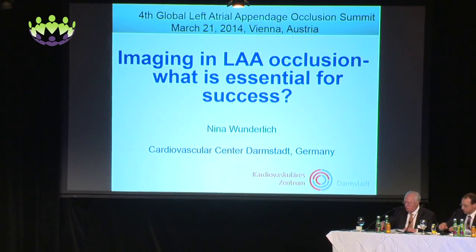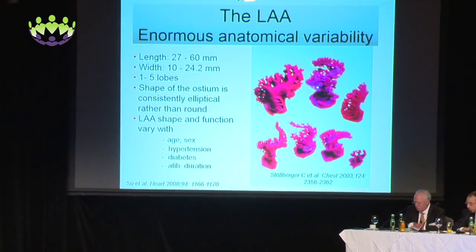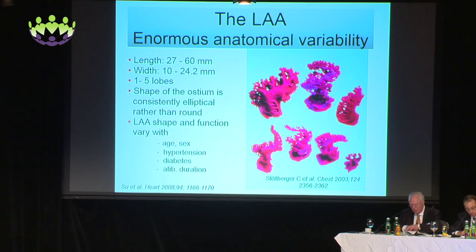So my part today is to speak about the imaging in LAA occlusion and what is essential for a successful procedure. As we learned from Yen Ho right now, if you want to occlude this cardiac structure, the left atrial appendage, we have to keep in mind that we have to deal with an enormous anatomical variability. And as long as we are implanting endoluminal devices in this left atrial appendage, we depend on the endoluminal morphology. So it's worth to have a look at this.